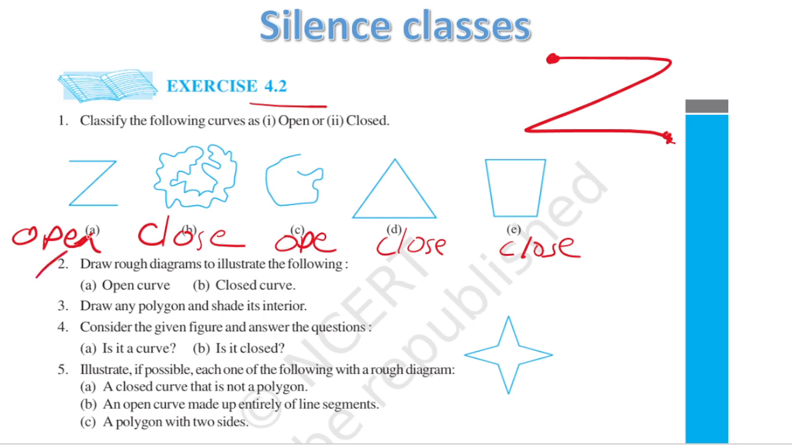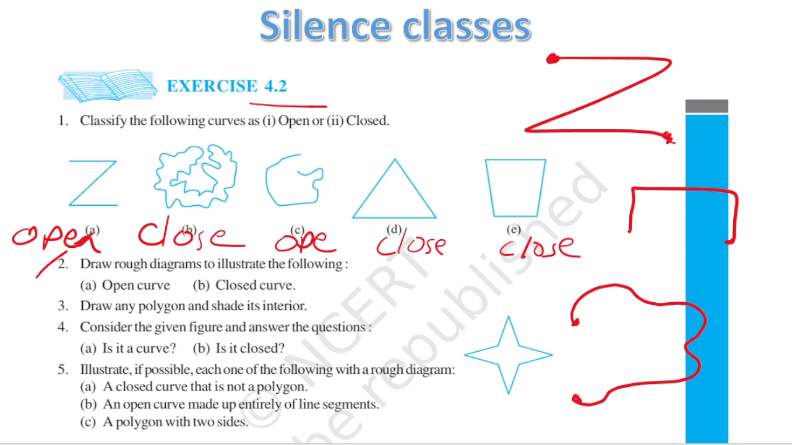Question number 2: draw a rough diagram to illustrate the following. It means we have to make rough diagrams. To illustrate means to explain this figure. Now, open curve. First of all, we have to make an open curve. We can make it like this, which has an end and a starting point. We can also draw it like this. There are n number of ways in which we can make an open curve.